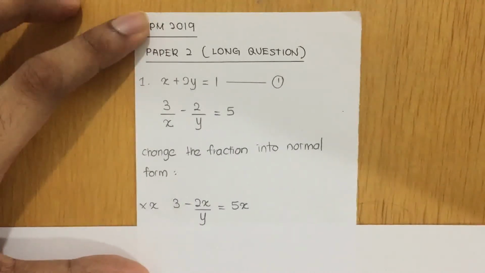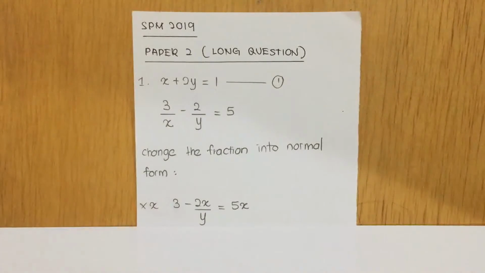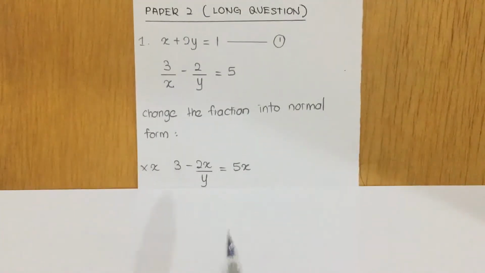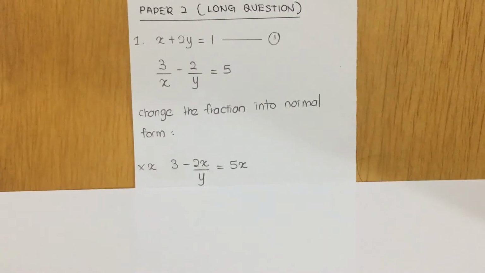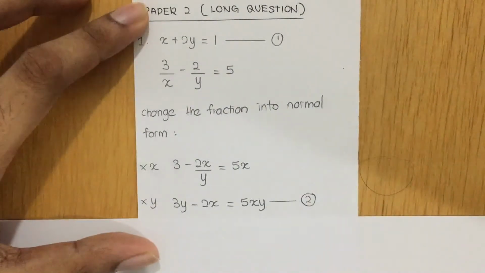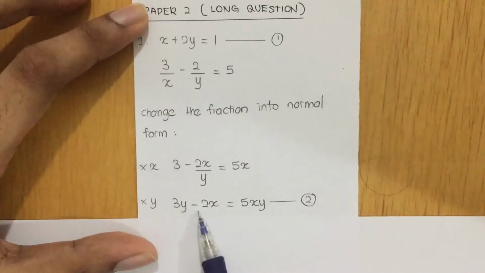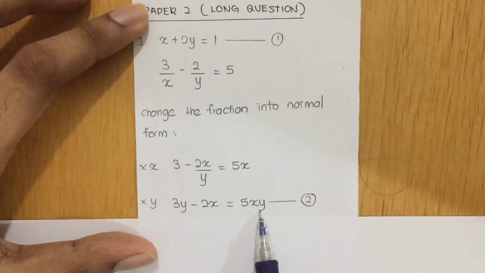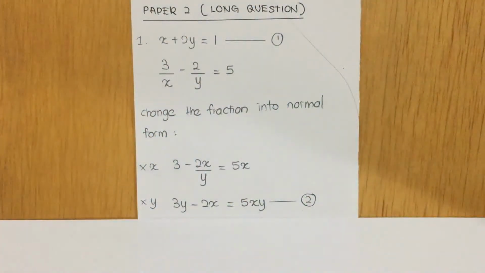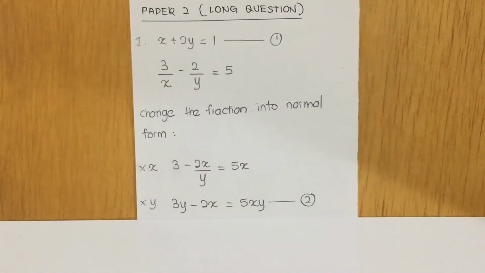So from here, step number 1, we times the whole equation by x. So from here you get 3 minus 2x over y equals 5x. So this is the first step. But then you are still left with the y over here. So in order to eliminate the y, what should you do? You times the whole equation by y now. When you times the whole equation by y, you get 3y minus 2x equals 5xy. Now you can label this as your second equation. We have successfully got our first equation and our second equation here. Okay guys, let us proceed to the next step.